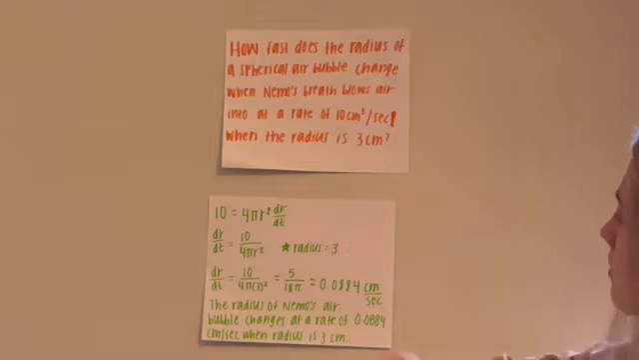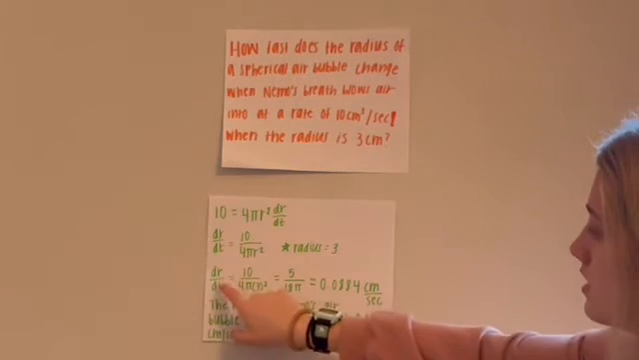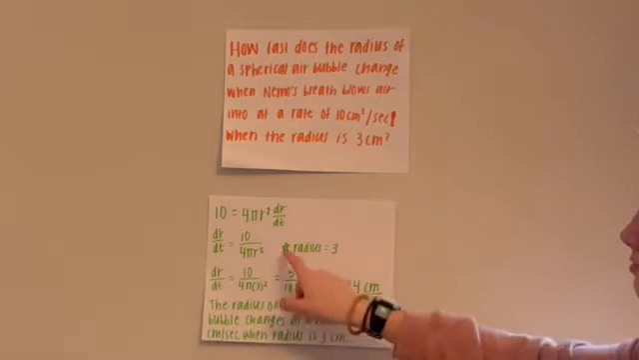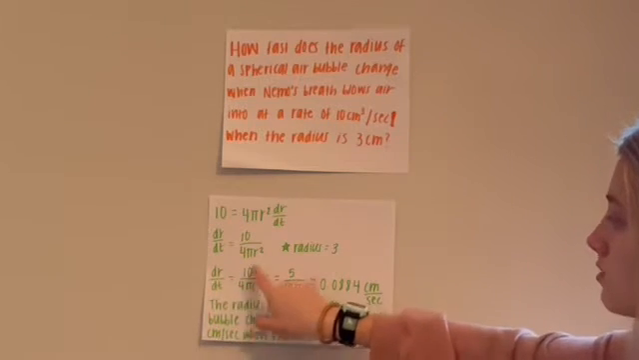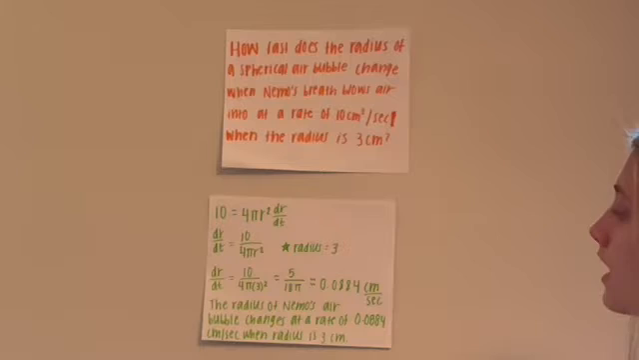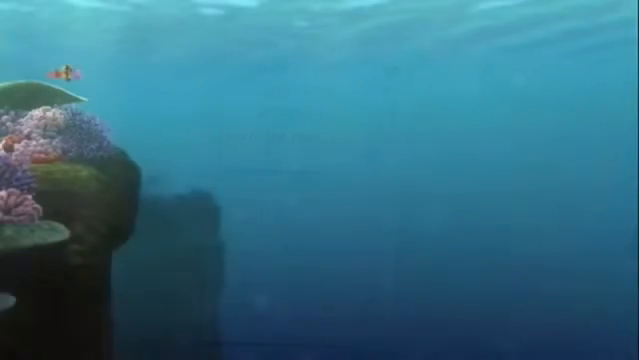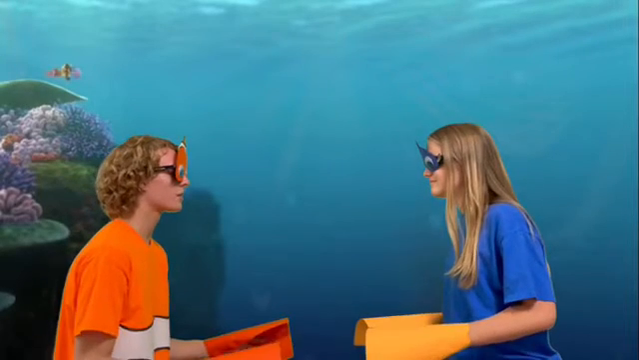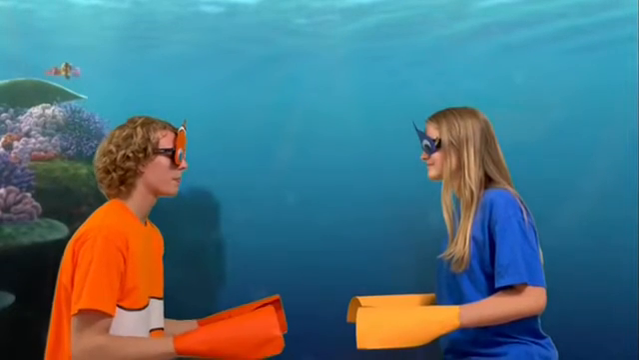And we know that we were given that the radius is 3 centimeters, so we're going to substitute 3 in for r, so dr/dt equals 10 over 4 pi times 3 squared, which is going to equal 5 over 18 pi, which is about 0.0884 centimeters per second.